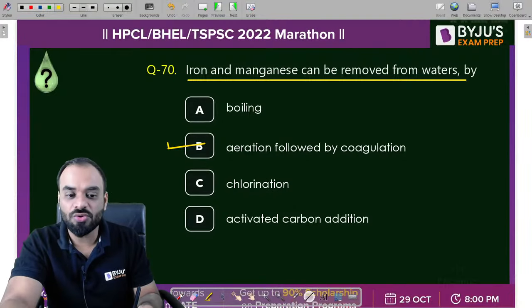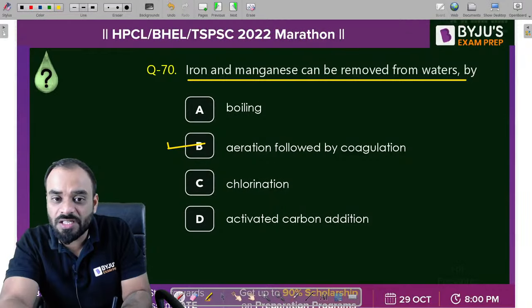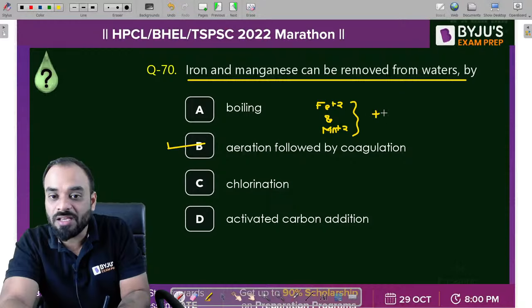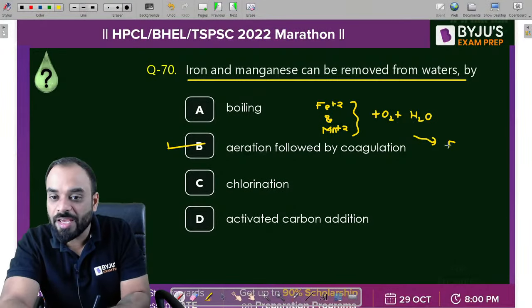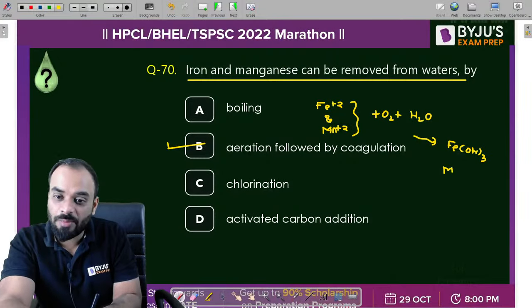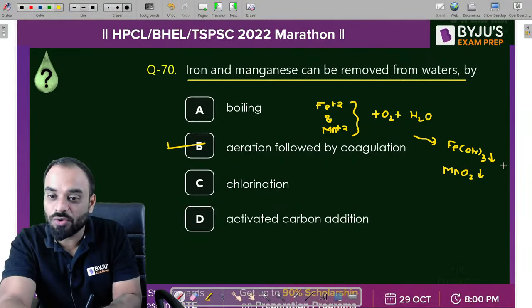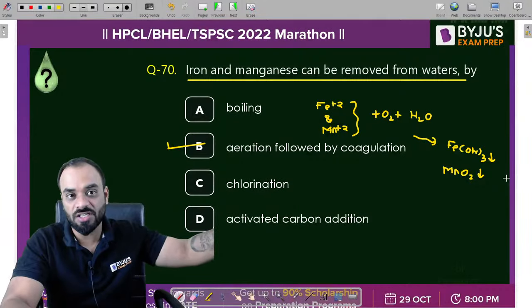Definitely, guys, you know that in the aeration process, generally we are trying to convert the Fe+2 ion and Mn+2 ion into the insoluble form by adding oxygen and by adding water. If you add these two things, ultimately you will get Fe(OH)3 and MnO2, which is basically a precipitate that can settle down in the further sedimentation tank, right?